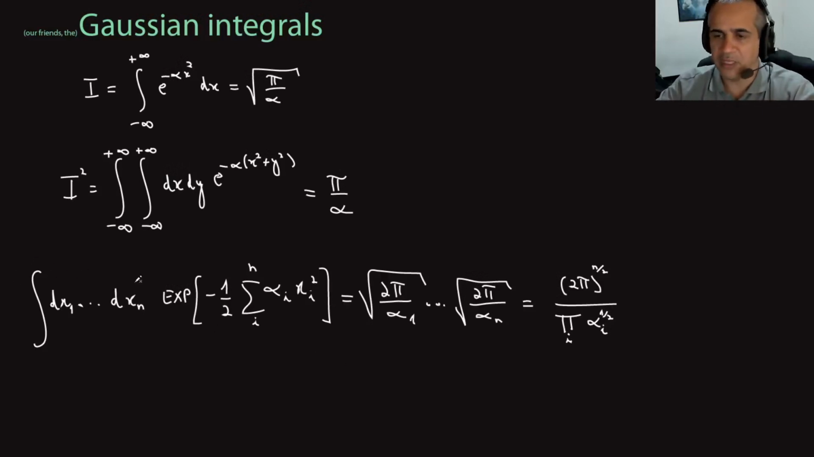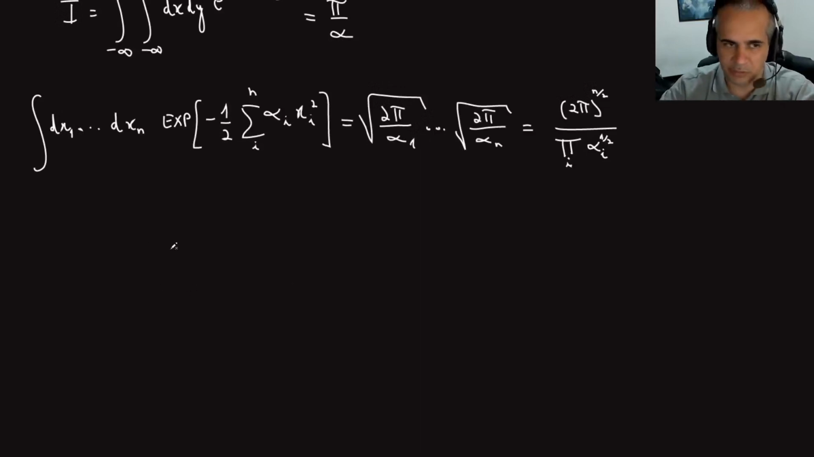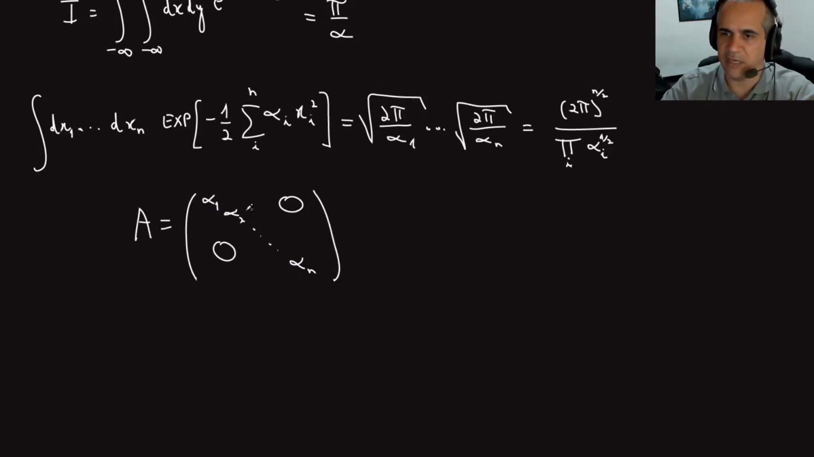There's a convenient way of writing this expression here, which is to put all these alpha i's in a matrix, right? So I could just build a matrix. I'll call it A, which is just a diagonal matrix with the alpha i in the diagonal, alpha 1, alpha 2, and so forth, until alpha n. This is just a diagonal matrix with the alphas in it. And I can build a vector x that contains all the integration variables, also ordered in this way, x1, x2, all the way to xn.